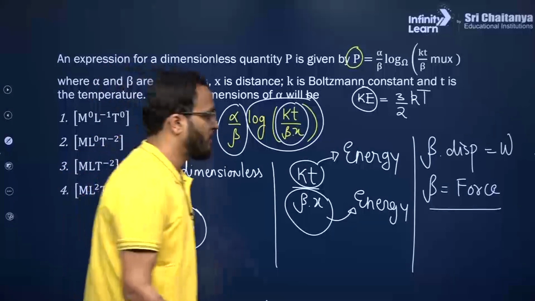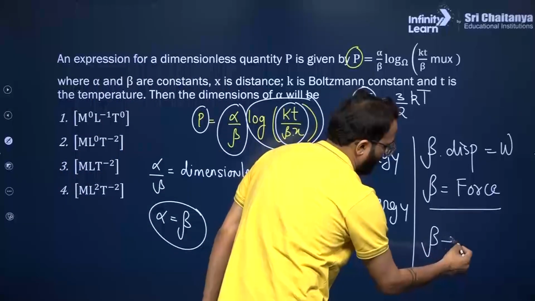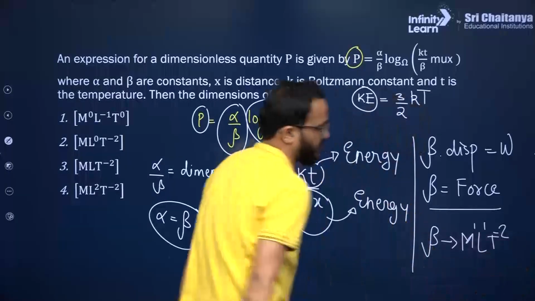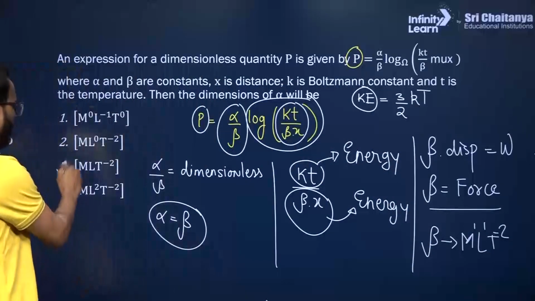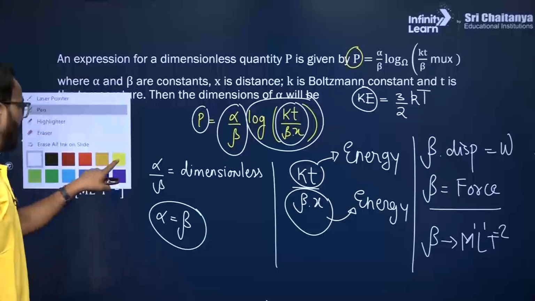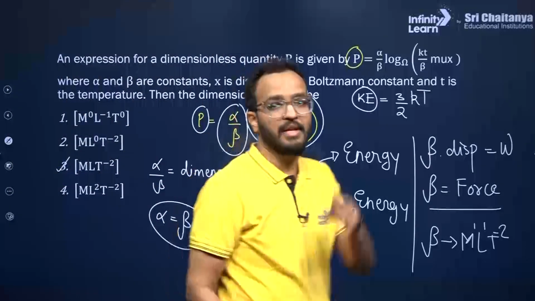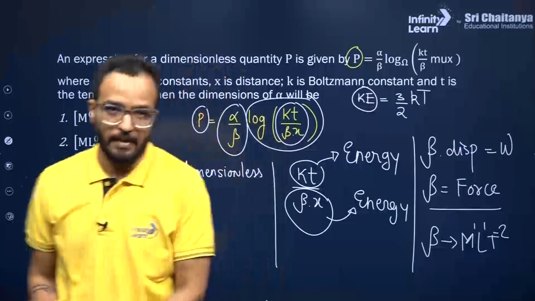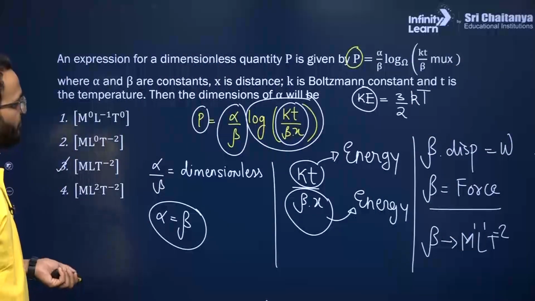Now we know the formula for the force dimension. What is that formula? M1 L1 T minus 2. Okay, so which option will be correct? Third option. Do you understand this, guys? So it's pretty easy and pretty simple, right? Okay, so this is how you will solve this particular question. Okay, let's move ahead now.